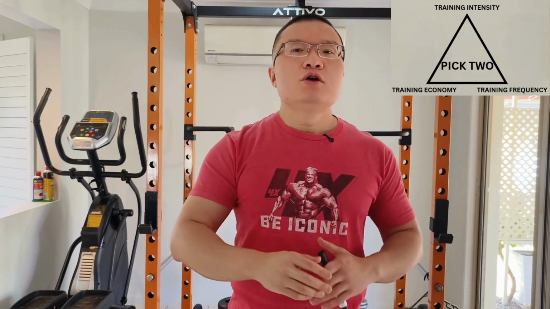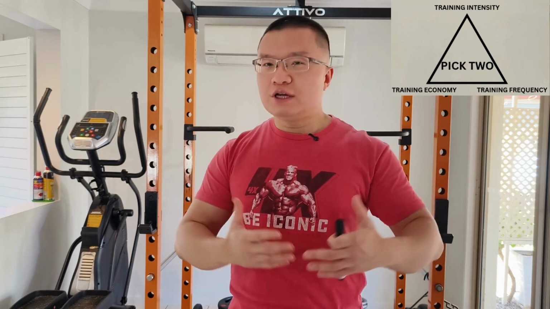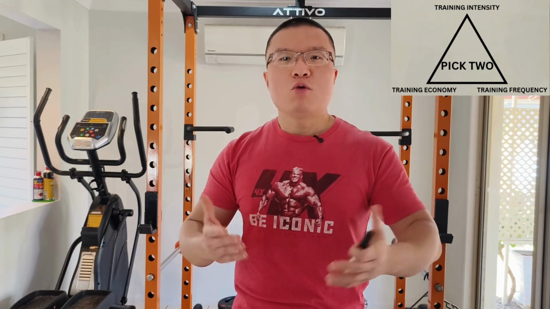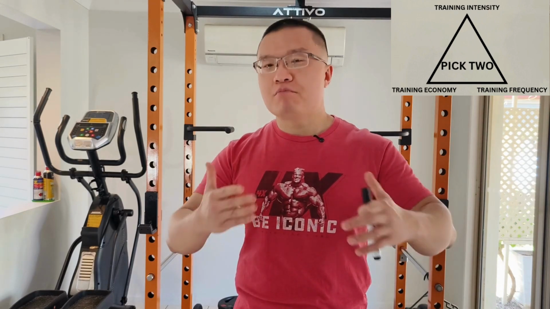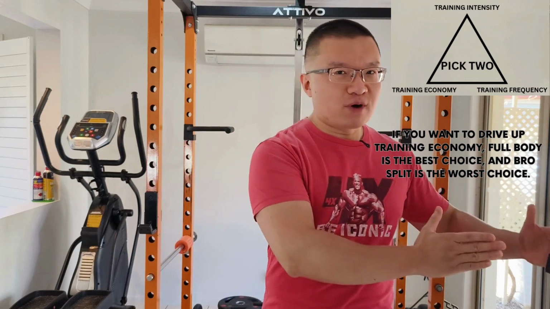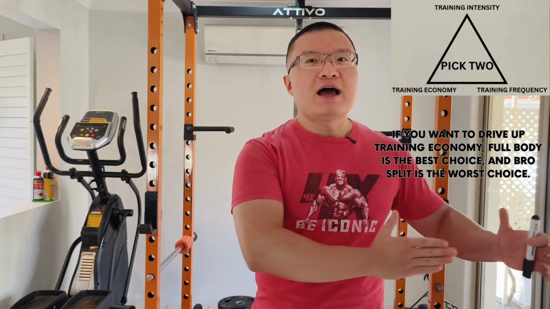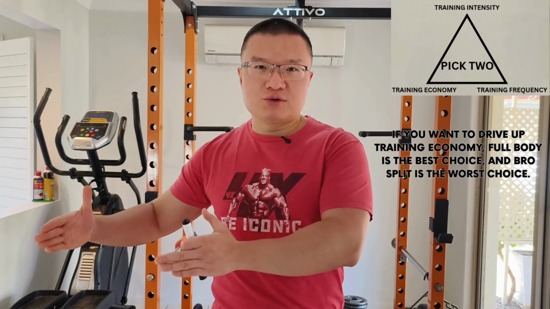Number two, training economy. This is like the element of cheap in product development. When something is cheap, it can be mass-produced. In terms of training, that means covering as many muscle groups as possible. And that means full body is the best choice, and bro split is the worst choice.